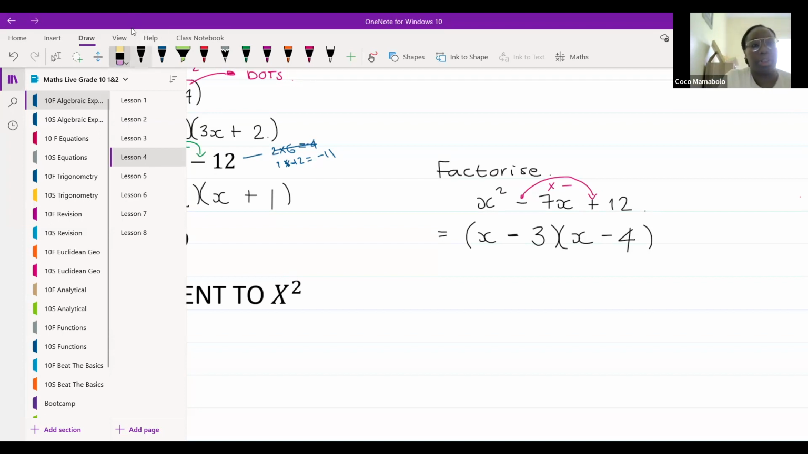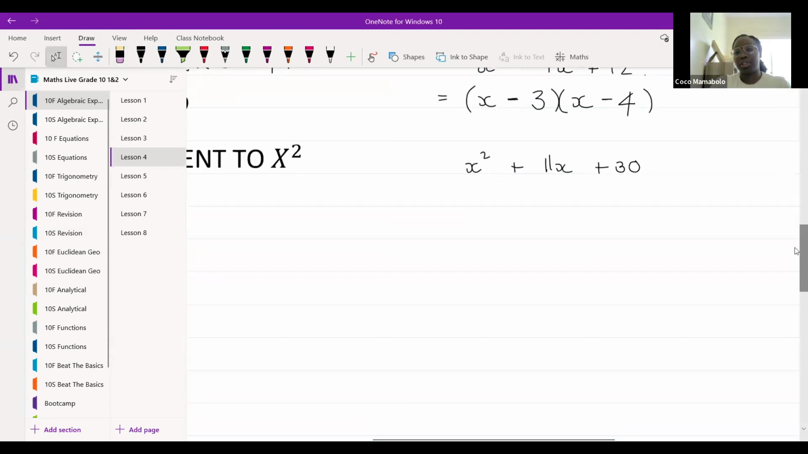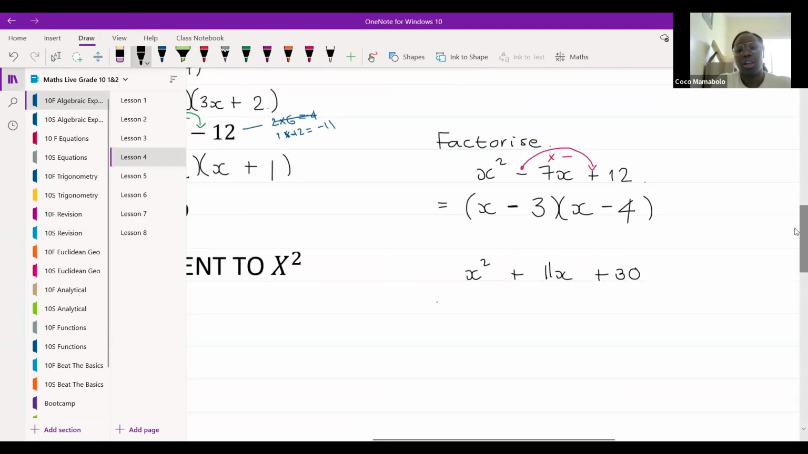Here's another example that we can try. I'm going to have x squared plus 11x plus 30. Let's factorize this. I want us to see how we're going to get this. Okay, so I know that it's a trinomial, so I'm automatically going to open up 2 brackets. First thing I know, the first sign is already positive.